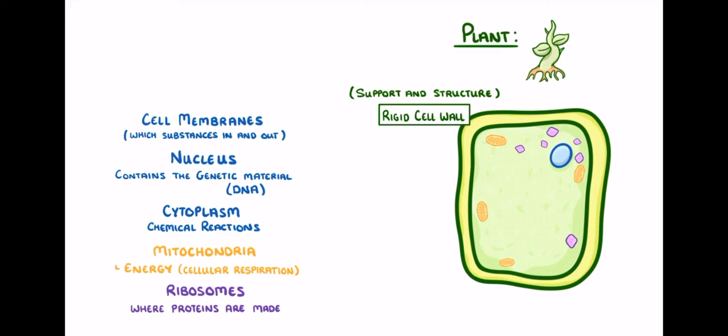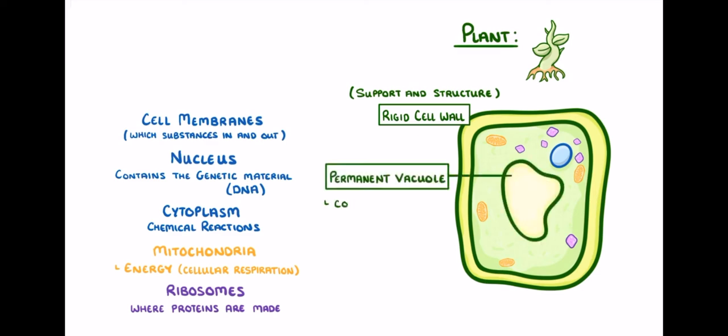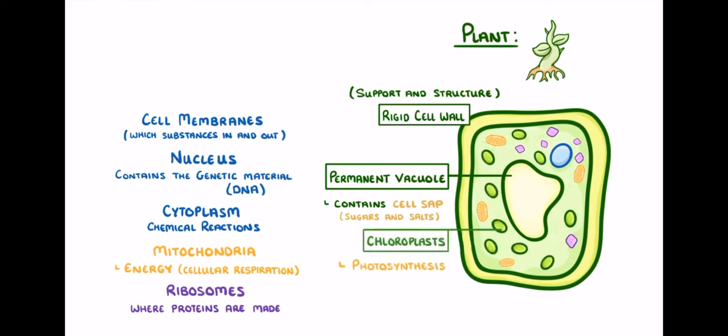A lot of the cell is often taken up with a permanent vacuole that contains cell sap, which is basically a sugary solution made of the sugars and salts that the plant needs. And finally, they also have chloroplasts, which are where photosynthesis happens. We cover it properly in another video, but basically it's the process by which plants use energy from the sun to make sugars. And to help with this, they contain a green substance called chlorophyll, which absorbs the light needed for photosynthesis. And it's this substance that makes plants green.